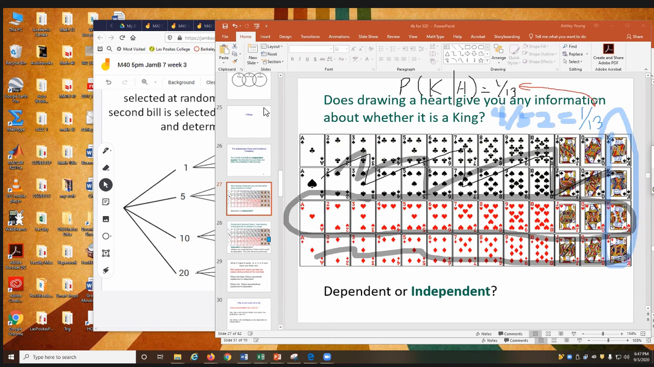Because they're the same, it doesn't matter whether I know it's a heart or not. It doesn't help me at all. It makes no difference. So that means that they are independent. King is independent of heart. Does that make sense for folks?